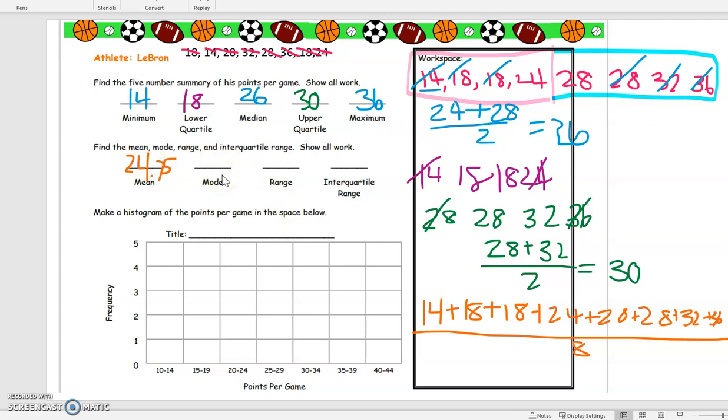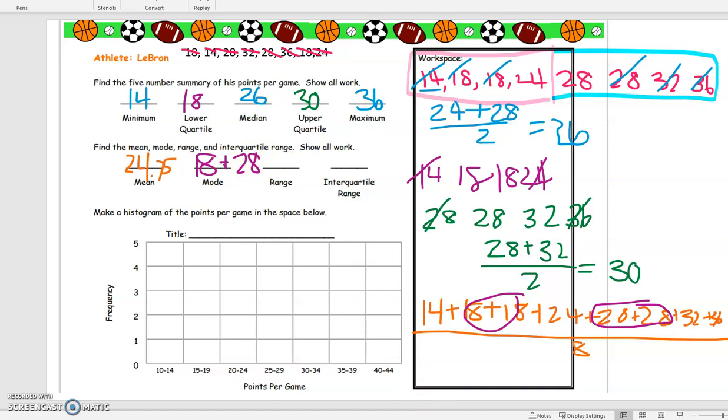The mode is the number that comes up the most. So I'm going to look at my data set and look for numbers that are repeated. So I see I have 2 18s, I have 2 28s, and nothing else comes up more than once. So because each of those appeared, again, 2 18s and 2 28s, I can have 2 modes. So the mode will be 18 and 28 because they both came up twice.